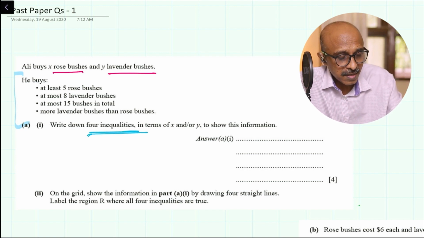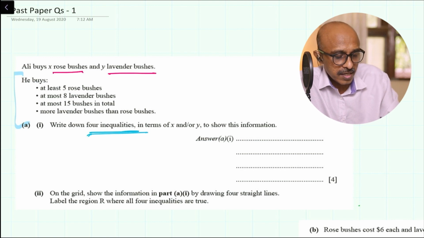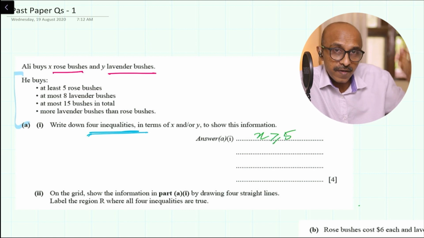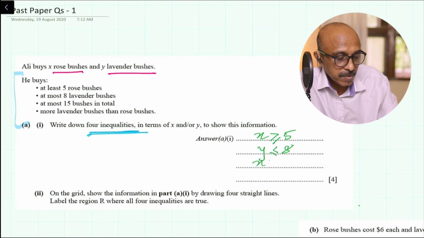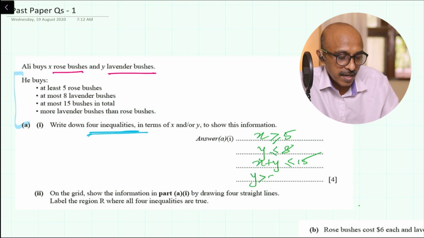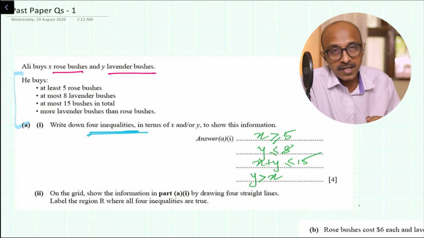So at least 5 rose bushes, with X representing the number of rose bushes: at least means X must be greater than or equal to 5, that is, 5 or more. At most 8 lavender bushes means Y has to be less than or equal to 8. That's a maximum you can have. At most 15 bushes in total gives us X plus Y must be less than or equal to 15. And more lavender bushes than rose bushes means Y must be greater than X. It says more lavender very clearly, so we're not saying Y is greater than or equal to, we're just saying Y is greater than.